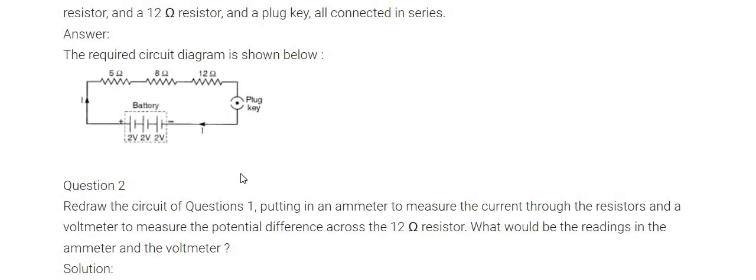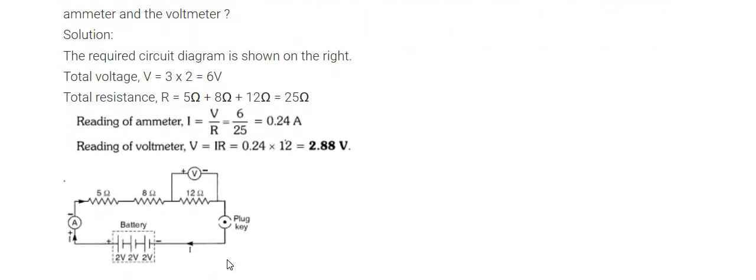Now we are using this same circuit, but we have to attach the ammeter as well as the voltmeter. As we know, the ammeter is always connected in series, while the voltmeter is always connected in parallel. The required circuit diagram is shown on the right. The 3 batteries we connected each have 2 volts, so the total voltage is 3 into 2, that is 6 volts.